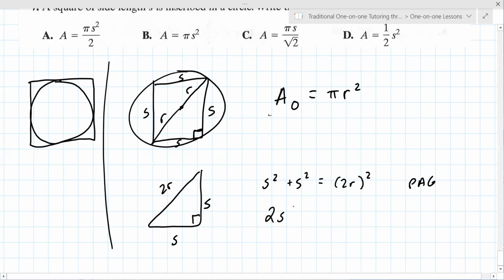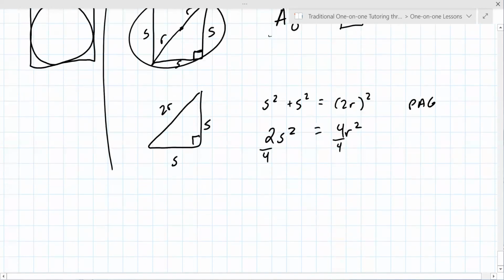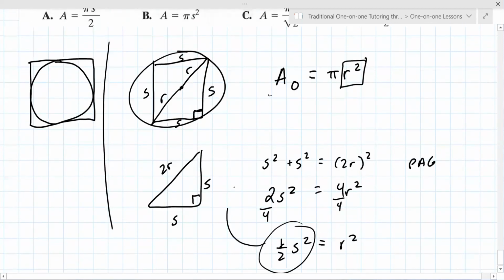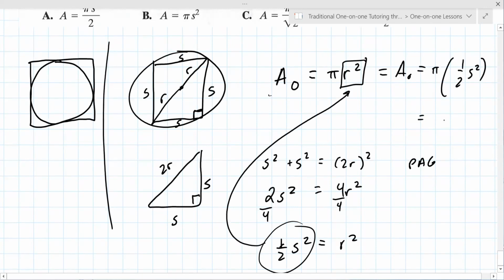So this is 2s squared, because you add them together, equals 4r squared. We want r squared. This is actually a really good SAT thing because you don't want to solve for r, you want to solve for r squared. You divide by 4, divide by 4. It's a small shortcut, but it's major when it comes to saving time. So r squared is really 1/2 s squared. That goes back in here, so the area of your circle is pi times 1/2 s squared, so it's pi over 2 s squared.